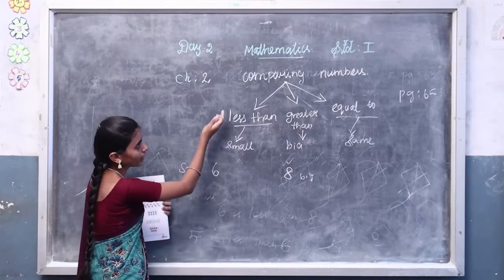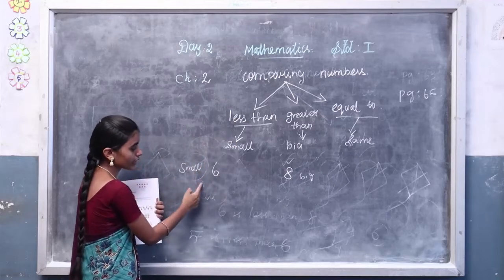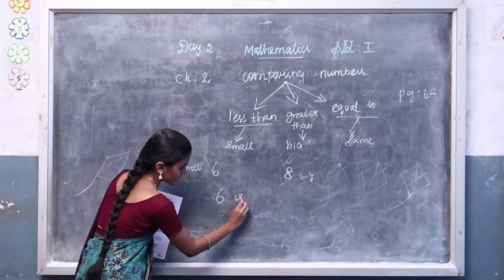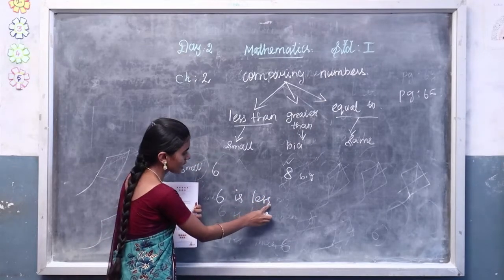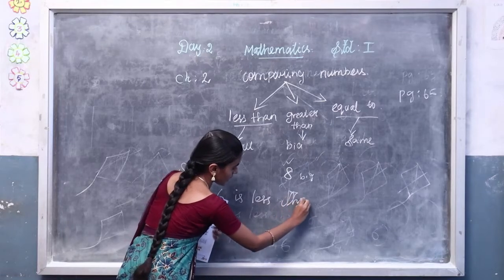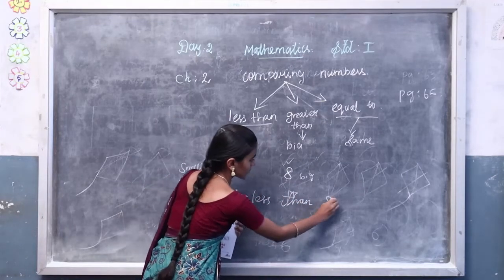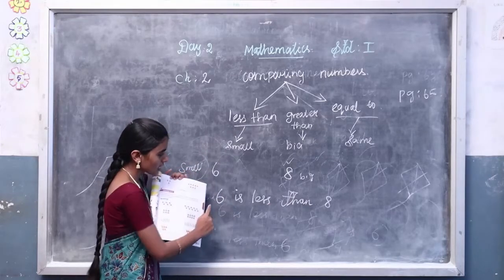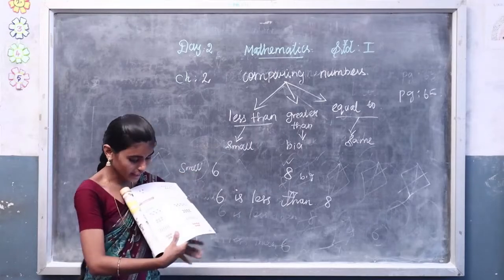So how did you write the comparing number? We have to use the word less than to indicate the small number. So write the number 6. 6 is less than, L-E-S-S, less than, T-H-A-N. 6 is less than number 8. All of you write the sentence in the dash. 6 is less than 8. This is the answer for the second sum.